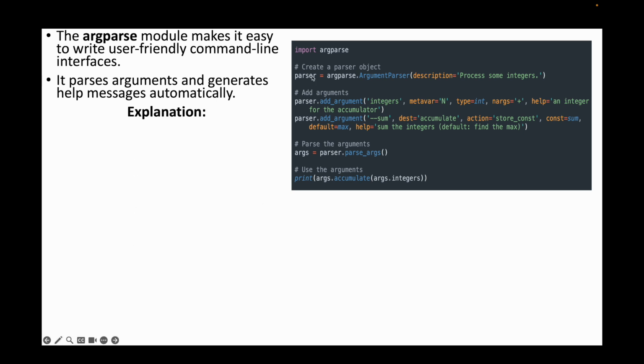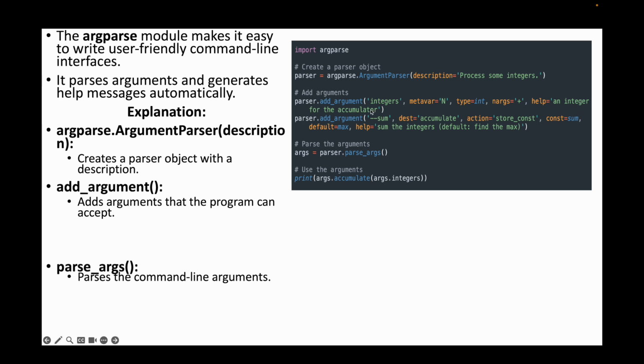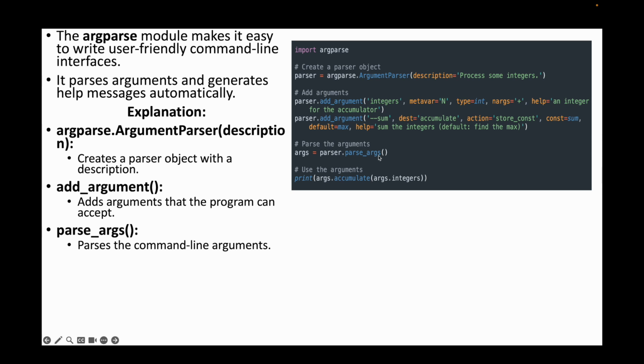So here we are importing the module, and then using that, we are creating a command line interface. argparse.ArgumentParser, so we are giving it a description. We are creating an object with the description. Then add_argument, that's basically what you want to accept, or what arguments you want your Python code to accept. We are defining that. And then parse_args, that's basically parsing the command line arguments. And then accumulate uses the parsed argument. So whatever arguments we are getting from the command line will be used over here.